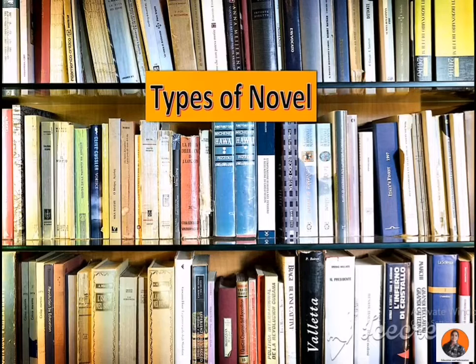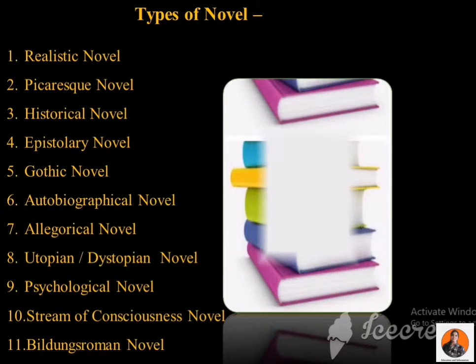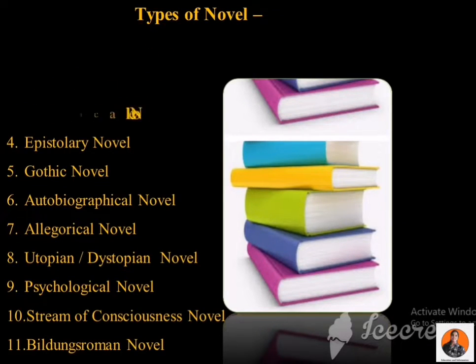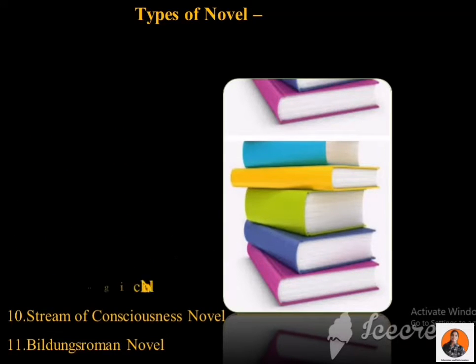Now we will learn about types of novels and aspects of the novel, which is very important to learn before the novel. Sections 4.2, 4.3 and 4.4 cover the various types of novel. Before that, what are the types of novel? So we will learn it now. These are the 11 basic types of novel. We will learn in detail, from the realistic novel to the bildungsroman novel, in this video.